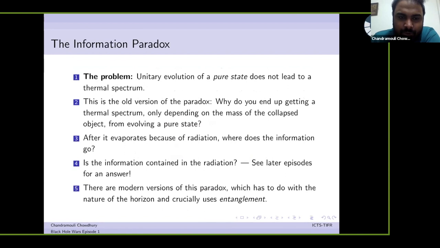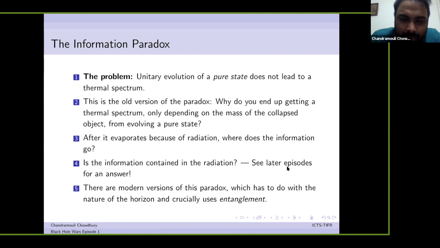So what happens after the black hole evaporates completely? Where does the information go? Can we see the information in the final burst, like the black hole is evaporating, and if there's a final burst of radiation, can we see the information there? Or is the information contained within the radiation? I should say that all of these will be answered in some more detail in the upcoming episodes. So as of now, this is just trying to build up to that.